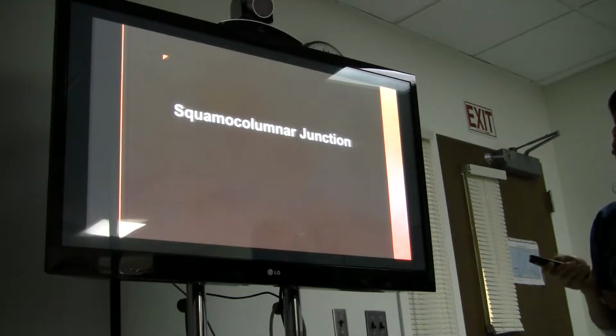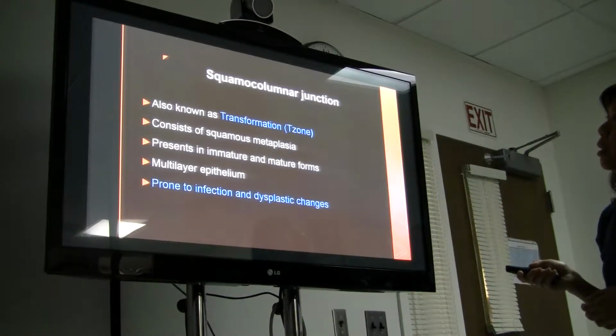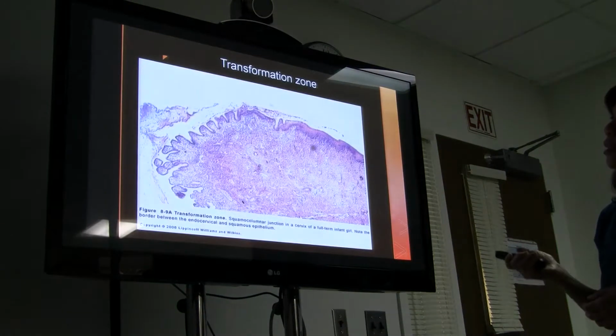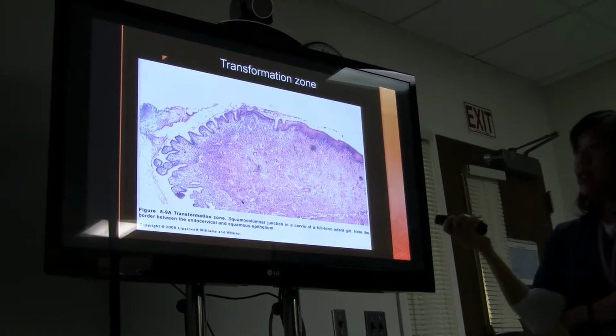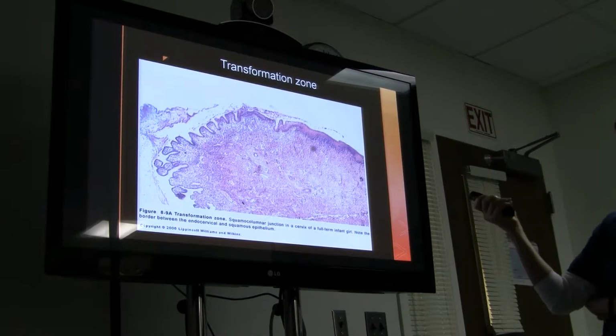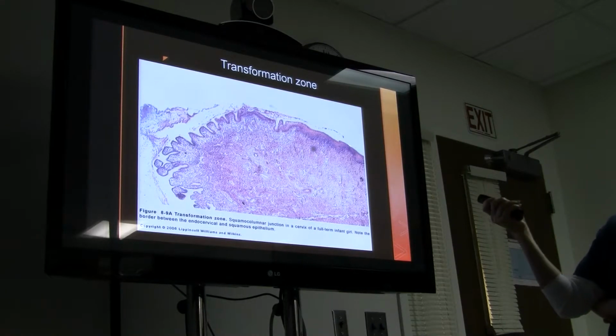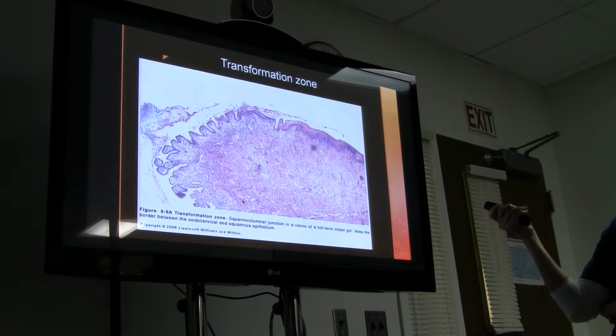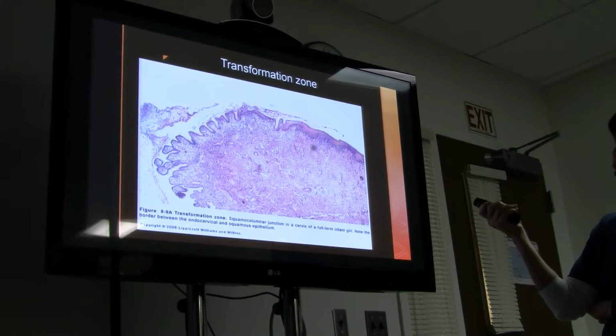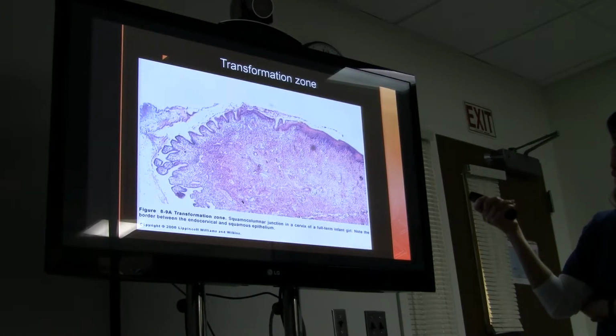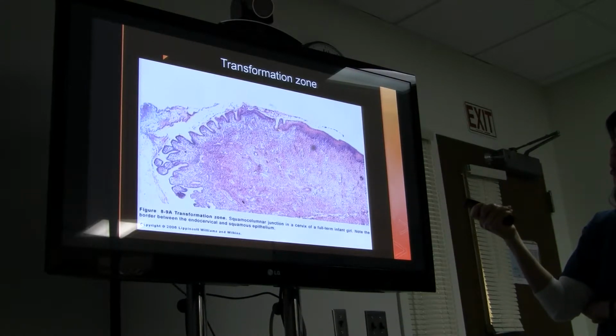Okay, squamocolumnar junction. Do I have a picture? Yes, okay. Now again, let's look at the picture. This is the outer cervix with the squamous area, squamous epithelium, okay, multiple layer. And as we go inside, here is the squamous columnar junction. Further down, then it gets into glandular cells. Okay, so right now we are at the junction here.